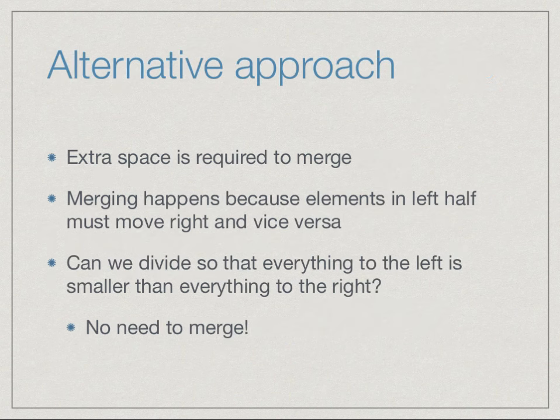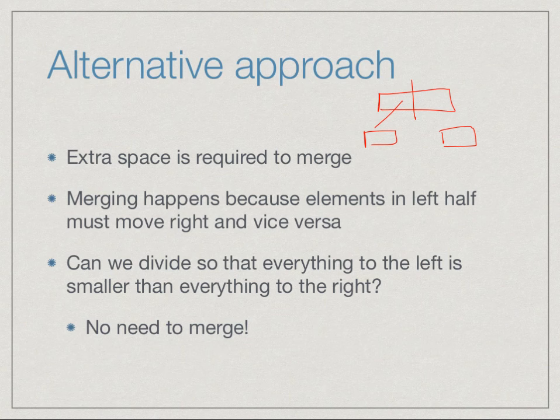So let's address the space problem. The extra space required by merge sort is actually required in order to implement the merge function. And why do we need to merge? The reason we need to merge is that when we do a merge sort, we have the initial list and then we split it into two parts. But in general, there may be items from the left which are bigger than items from the right.